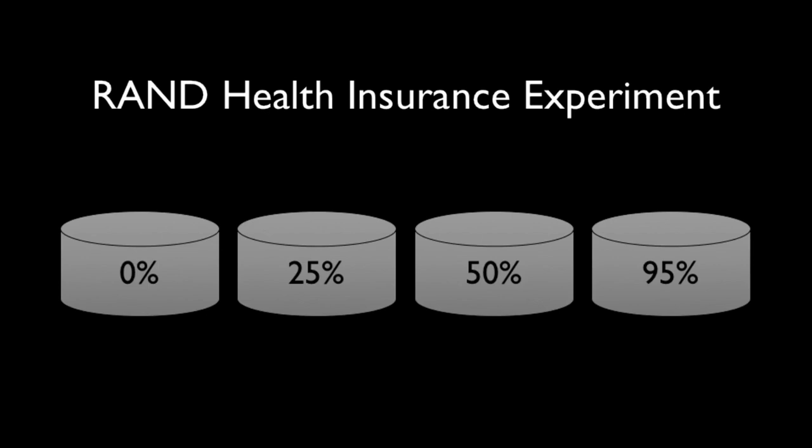The researchers went to each bucket and they looked at how many units of medical care the people in each bucket consumed. So this gave them a price and a quantity coordinate for each bucket. In the 0% bucket, the price was 0, and they could observe what the quantity was, and they can do a similar thing for each of the buckets.